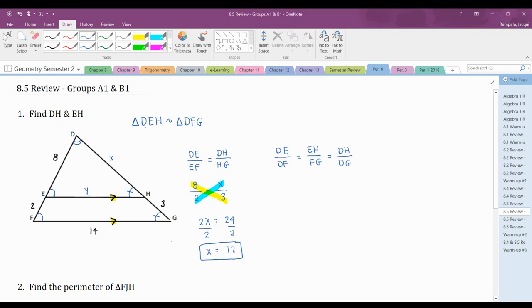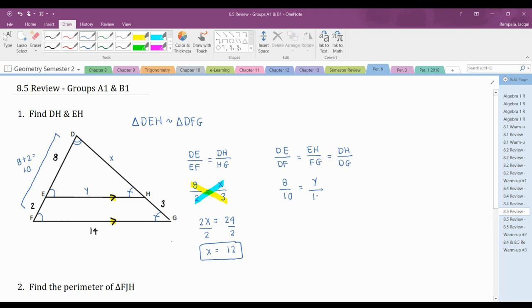Notice D and H are the first and the last. D and G are the first and the last. So I had to put those together. So this proportion right here, I can now plug in numbers that I know. I know that DE is a length of 8. DF, this is where we have to be careful. DF is this entire side. That's made up of 8 and 2. We have to add those together. So really, that's a length of 10. Notice that EH is the side we want to find. I'm going to call that then the Y.